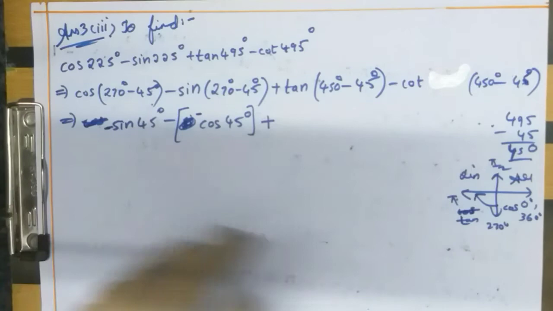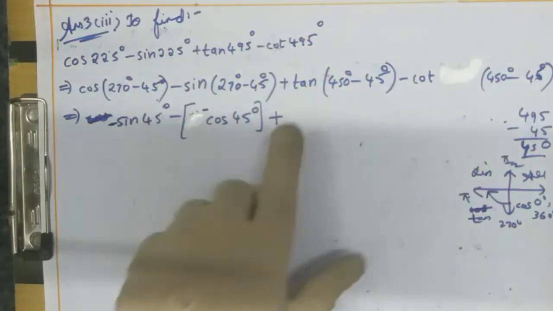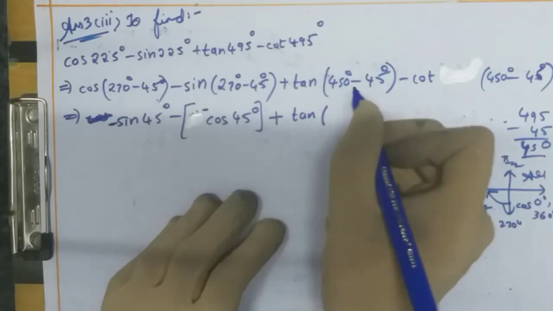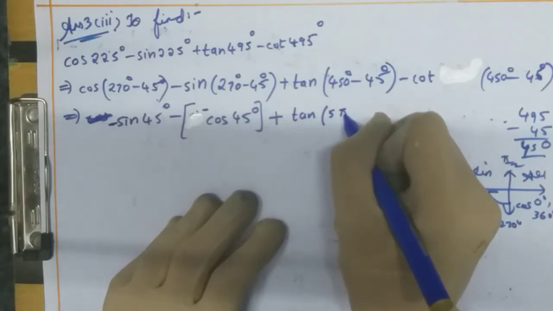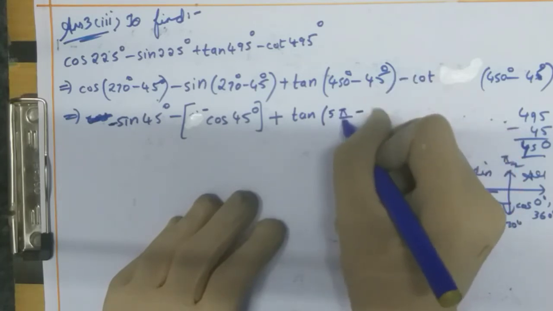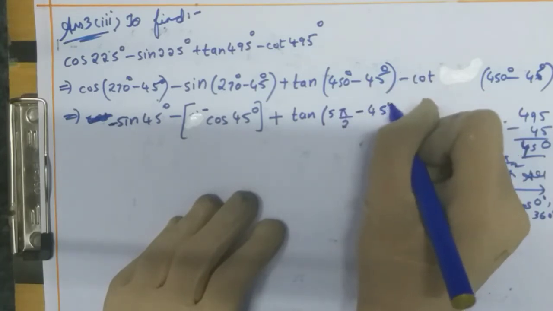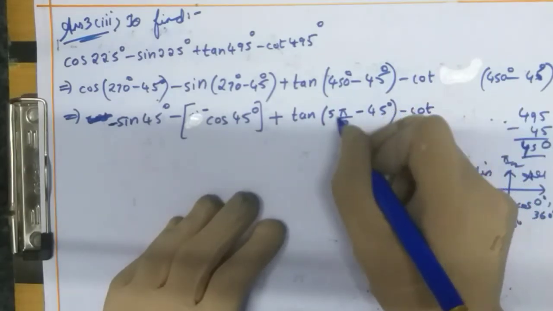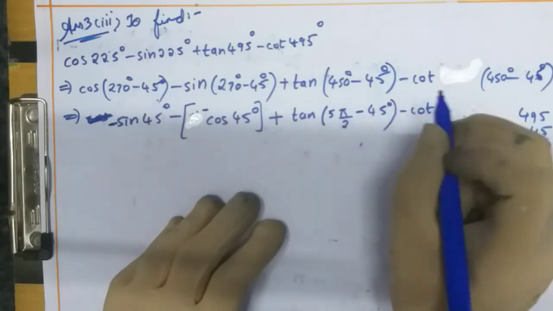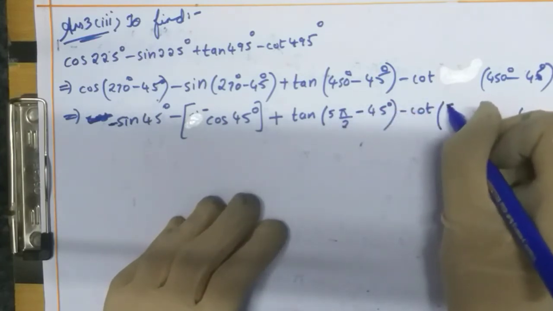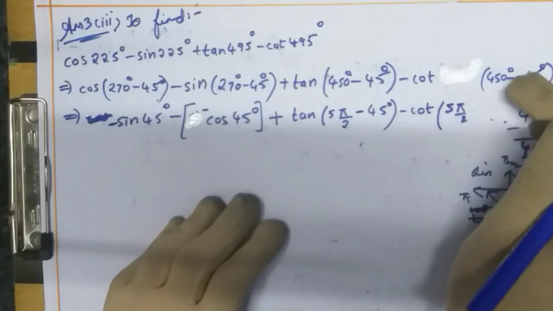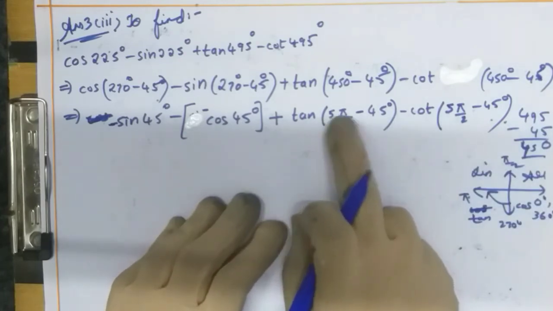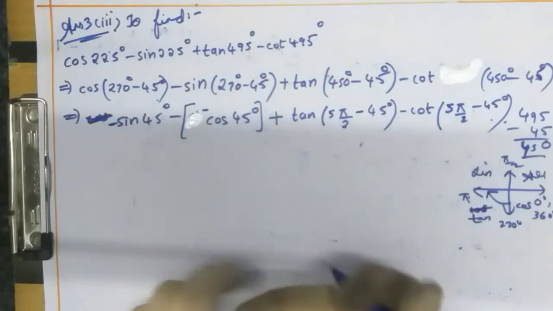So minus. Here also cos is negative in the third quadrant, so minus I'll have. Then I can write this 450 as 5 into 90, so 5 into 90 is 5 pi by 2, minus 45 degree, minus cot. If you want, you can write 90 also, not an issue. Either you write 90 or you write pi by 2, it's your wish. Cot 5 into pi by 2, because 5 into 90 is 450, minus 45 degree. When we compare, it is in the form of tan n into 90 minus theta. That is my intention.